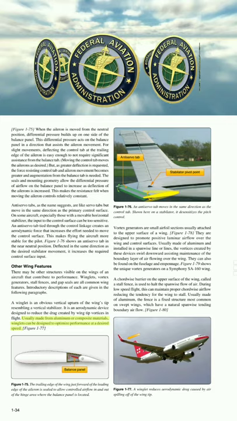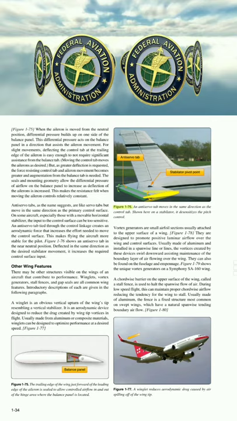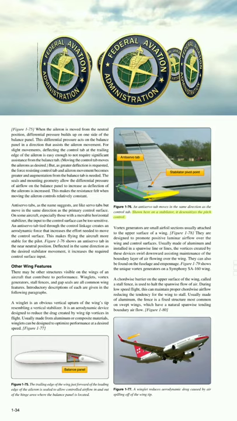Figure 177. Anti-servo tab. Stabilator pivot point. Figure 176. An anti-servo tab moves in the same direction as the control tab. Shown here on the stabilator, it desensitizes the pitch control.